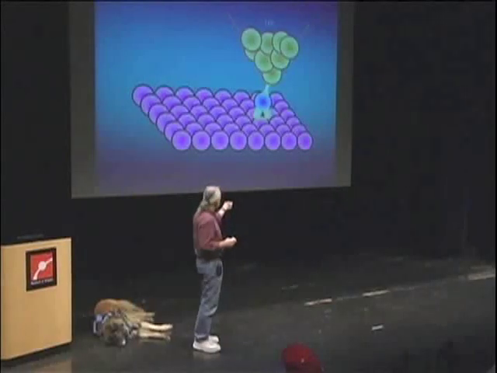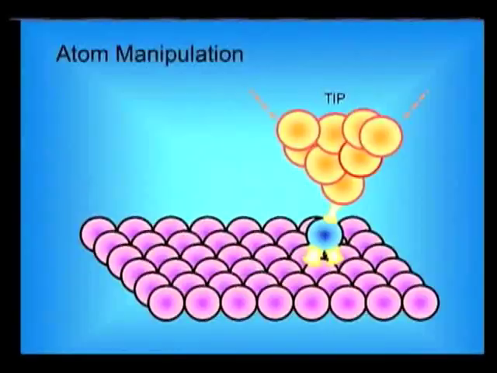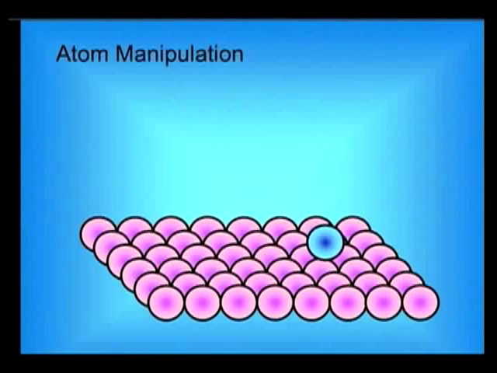And then if we want to leave the atom here, what do we do? We just take the tip and we pull it back. But it leaves the atom on the surface because these bonds here are stronger, or if you like, stickier, and that leaves the atom in a new location. What's really cool about that is it allows us to take atoms and put them where we want.